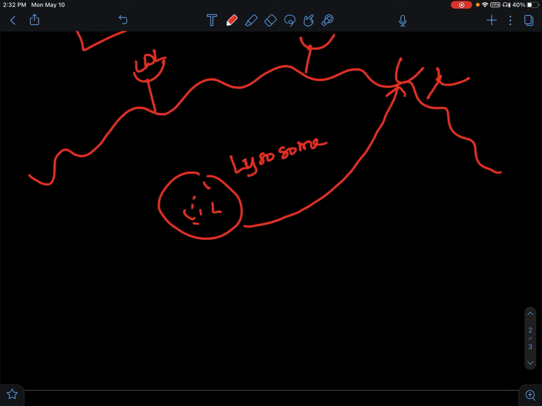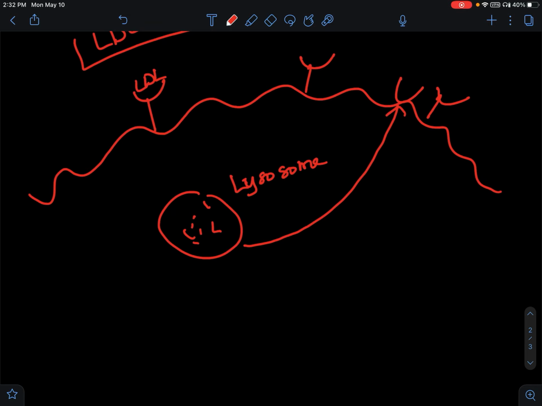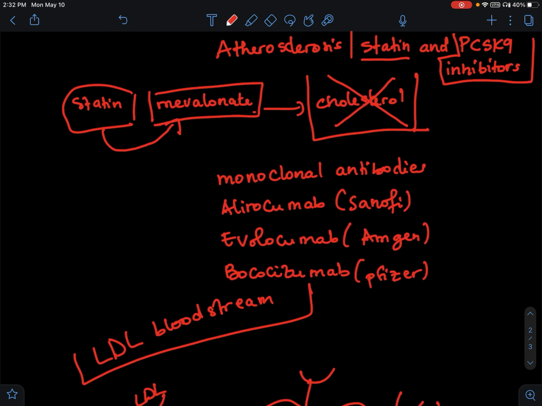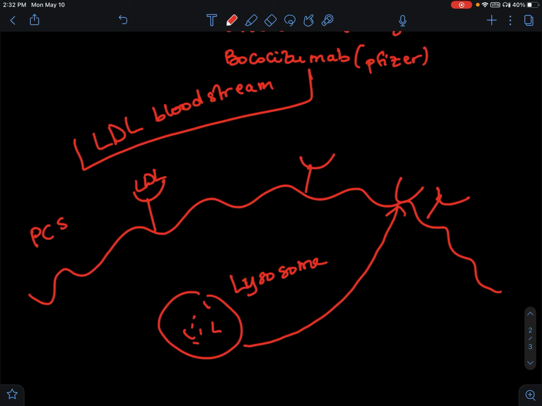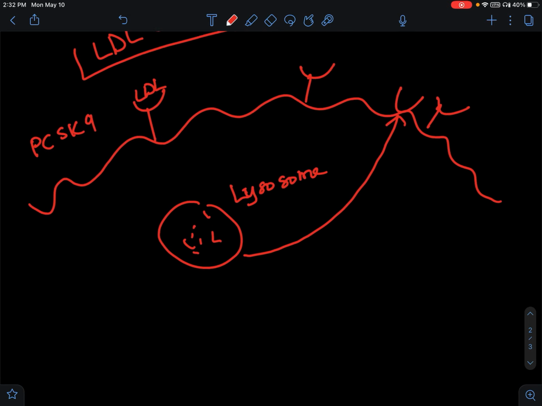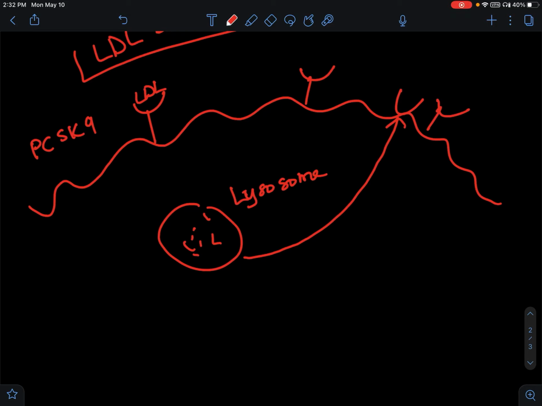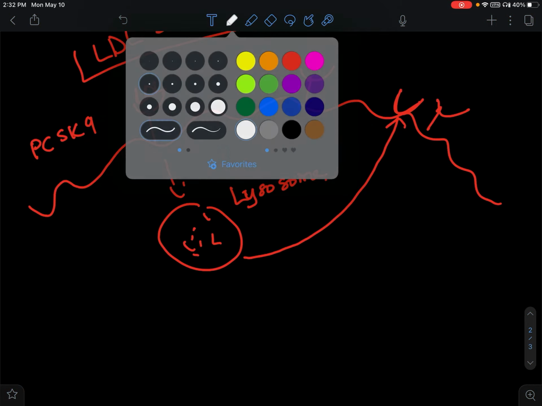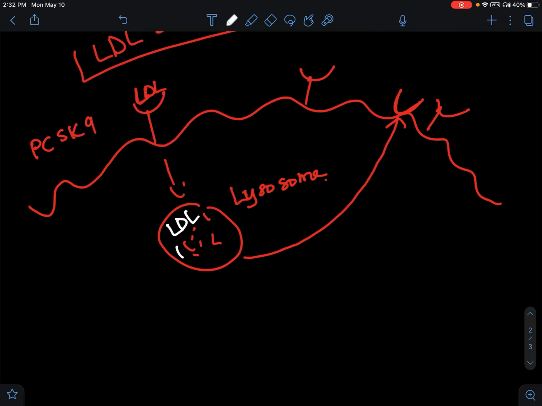So now we have a molecule called PCSK9 that will prevent the LDL receptor from going back to the cell surface. So what will happen is when the LDL receptor binds to the LDL, it will get into the cell, and instead of the LDL receptor going back to the cell surface, it will be broken down by the lysosome. So we have LDL and LDL receptor. They both will be broken down by the enzyme lysosome.